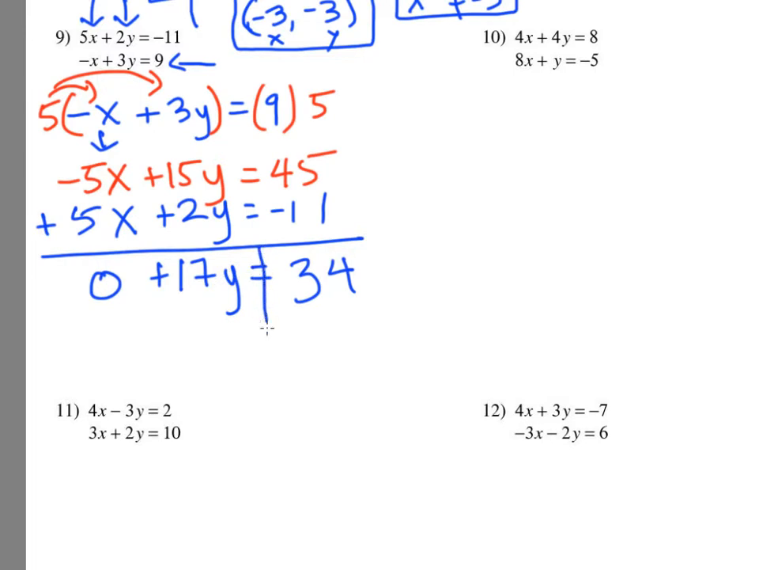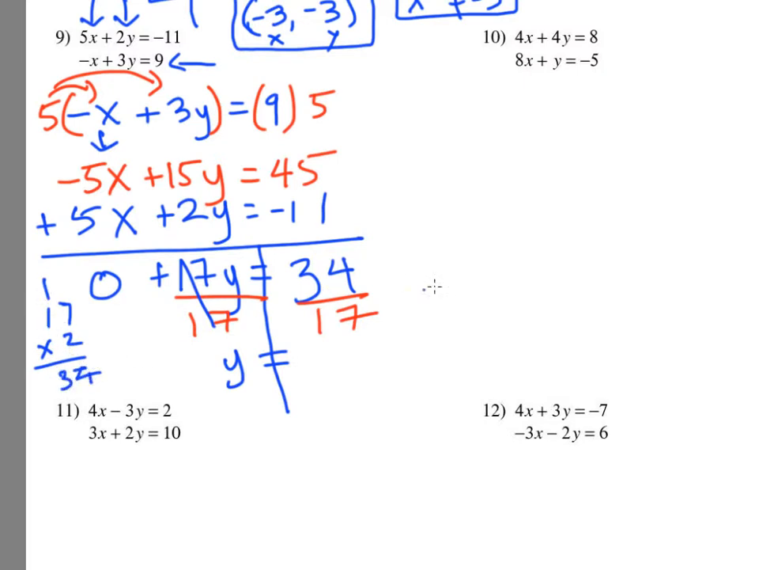How do I get y by itself? Well, I'm just going to have to divide both sides by 17. This becomes a 1. So y equals, what is 34 divided by 17? How many times does 17 go into 34? Well, I'm thinking it's 2. Let's make sure. 17 times 2. 2 times 7 is 14. 2 times 1 is 2, plus 1, 3. Yep. So that's going to give me y equals 2.